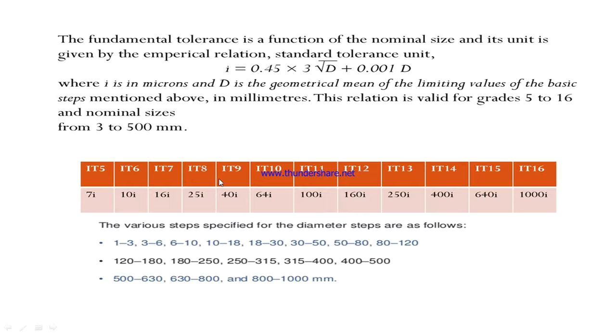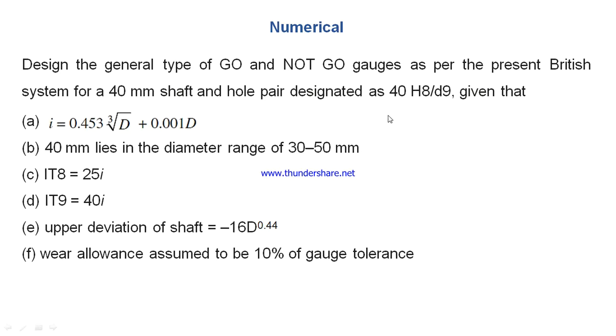So these are the standard tolerance values generally specified by ISI. For IT5 it is 7 times I, IT6 is 10 times I. In this way we have the values up to IT16. So we have to find out the diameter step D, and in this particular problem, we have to find this D so that we can calculate the standard tolerance value I.